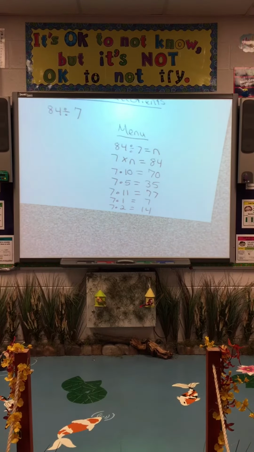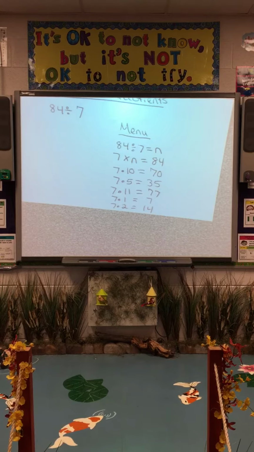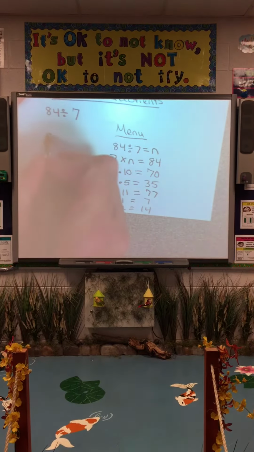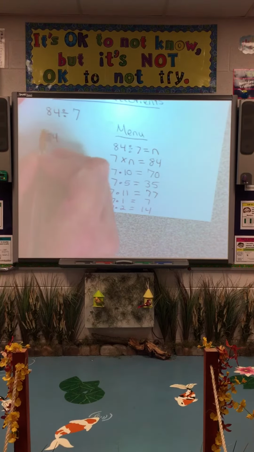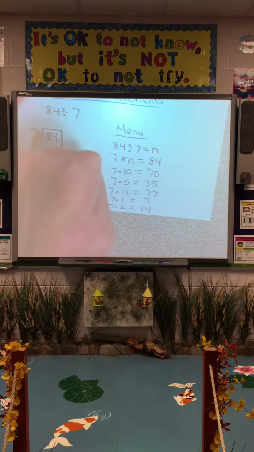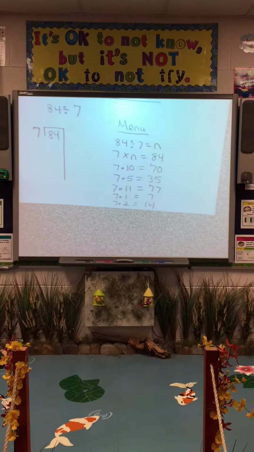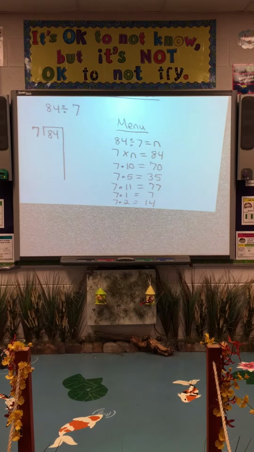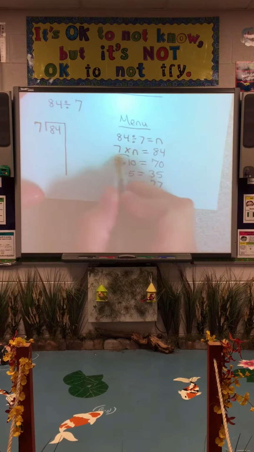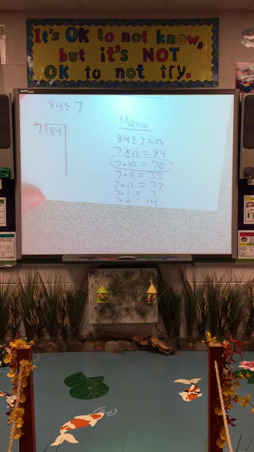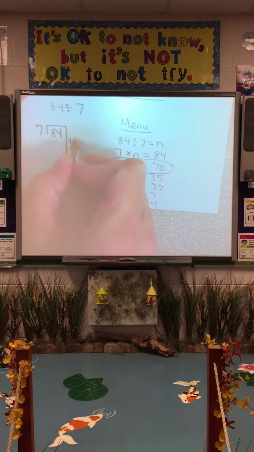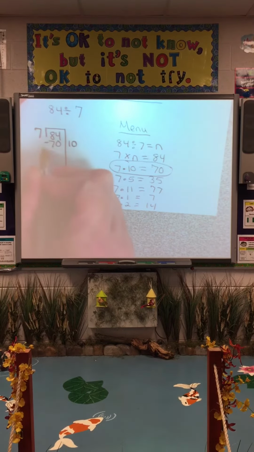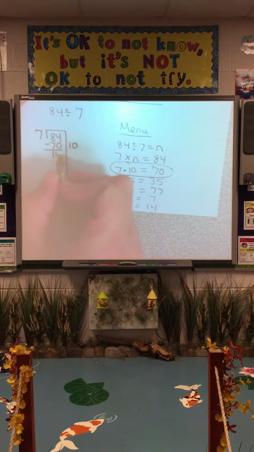So once they've gotten their thoughts out about how many groups of 7 they know, they look at their problem. And so we're going to put our dividend, 84, and we're going to divide that by the divisor, 7. So how many groups of 7 can I get out? I come to my menu and look at what can be helpful. And I'm going to start with 7 times 10 is 70. So I'm going to take out 10 groups of 7, which is 70. So I subtract 84 minus 70 is 14.